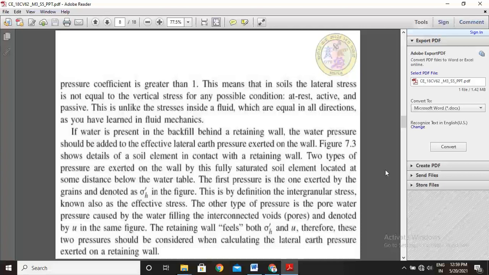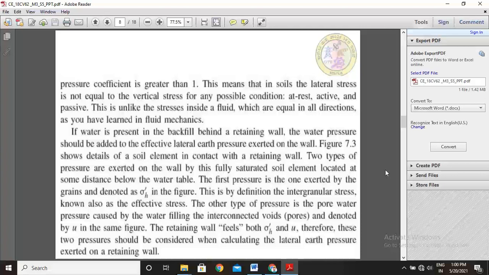This means that in soils the lateral stress is not equal to the vertical stress for any possible condition: at rest, active and passive. This is unlike the stresses inside a fluid, which are equal in all directions, as you have learned in fluid mechanics. So we have already learned in fluid mechanics how stresses act in fluids.